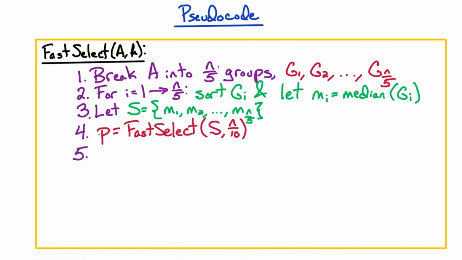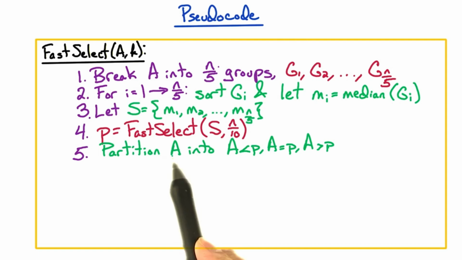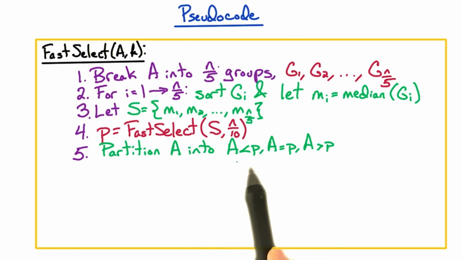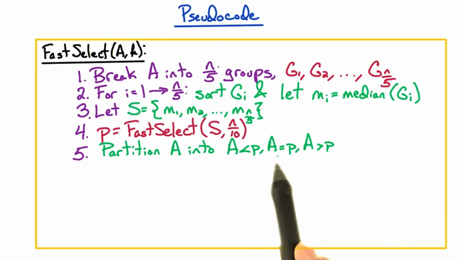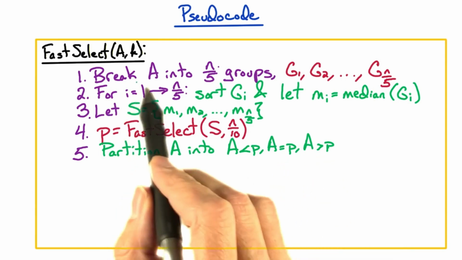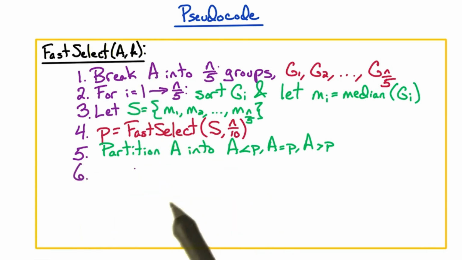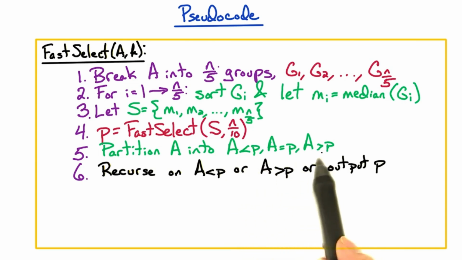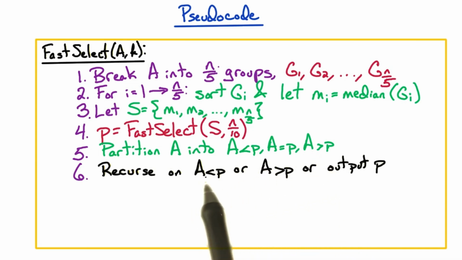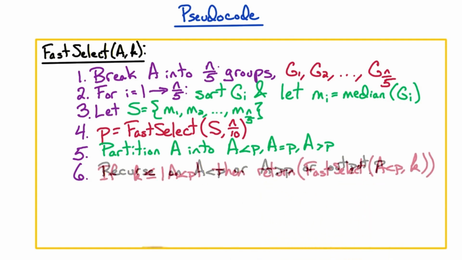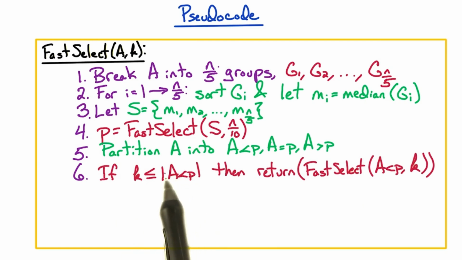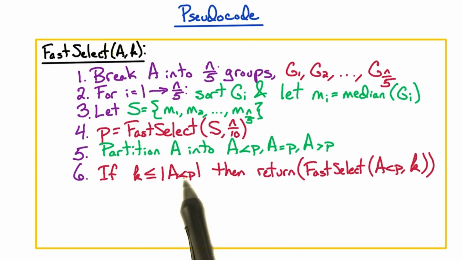Now we use P as our pivot. We partition the original set A into 3 sets. Those elements less than pivot P, those equal to the pivot P, and those bigger than the pivot P. This requires just one scan over the set A. Now we can use the quick select approach from before. Based on the sizes of these 3 sets, we either recursively search in the small set, the big set, or we simply output P. In particular, if the size of the small set is at least as large as k, then we know that the kth smallest lies in this small set.